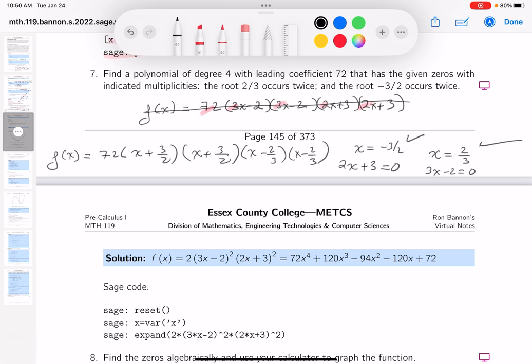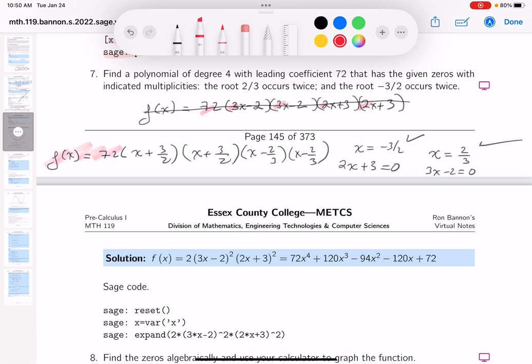Before I put a box, I want to assure you that if I multiply it out, I'm really kind of concerned if I did get the 2 roots, which is minus 3/2 and 2/3. Do they occur twice? Yeah, I'm looking at it, it does. And is the leading coefficient 72? It is, because when you multiply the x together, you get 72x to the 4th power. So this is my answer.